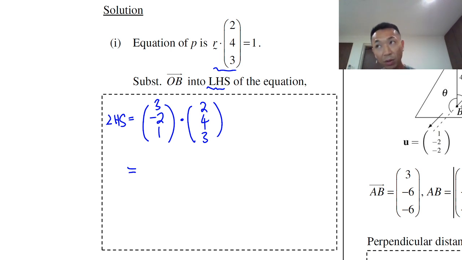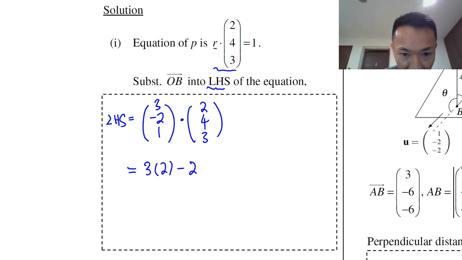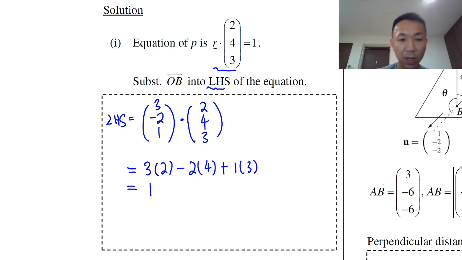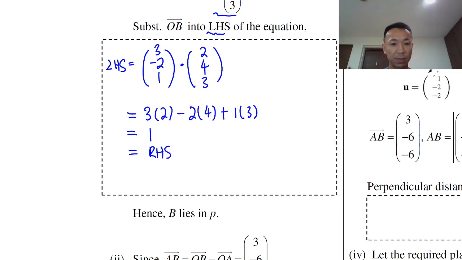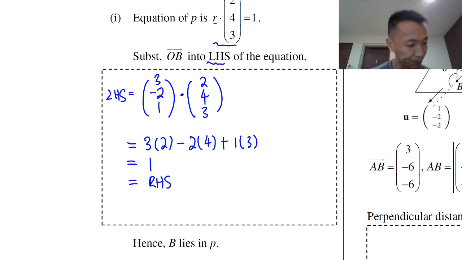You don't jump straight into the final answer. I know it's not difficult, but usually what we will write is you do the multiplication like that. 1 times 3. In the end, okay, you get 1. So you're happy to get 1 because this is then the same as the right-hand side of the equation of the plane. Therefore, this is equal to right-hand side. Then we conclude, hence, B lies in P. I think this first part is simple enough.